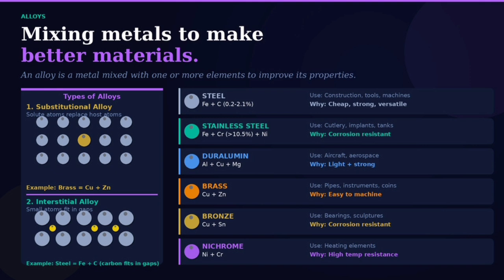Duralumin, aluminum plus copper and magnesium. 2.8 grams per cubic centimeter, yet comparable strength to mild steel, used throughout the aerospace industry. Brass, bronze, nichrome, each one engineered for a specific purpose. Every alloy is an engineering decision. What properties do you need and what do you add to achieve them?